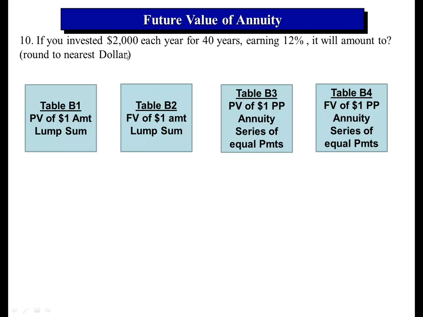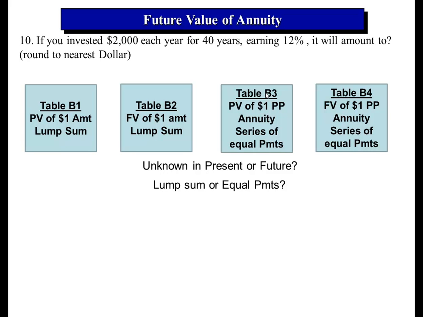If you invested $2,000 each year for 40 years, earning 12%, it will amount to what? Okay, that means we're going to have to ask the question, is the unknown in the present or the future? Well, the unknown's in the future. And are we dealing with a series of equal payments or a lump sum? And we're dealing with a series of equal payments because we've got $2,000 each year for 40 years.